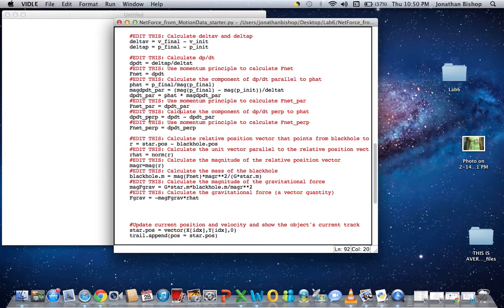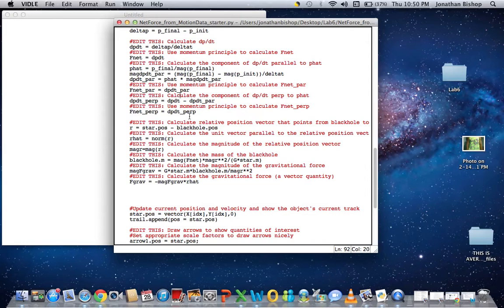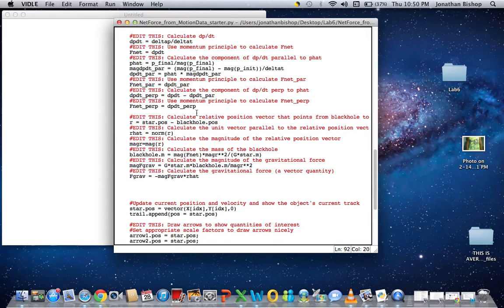To find the perpendicular, I do dP dt minus dP dt parallel, because the parallel and the perpendicular components added together make dP dt. And as before, dP dt perpendicular is the same as F net perpendicular, because F net is equal to dP dt.